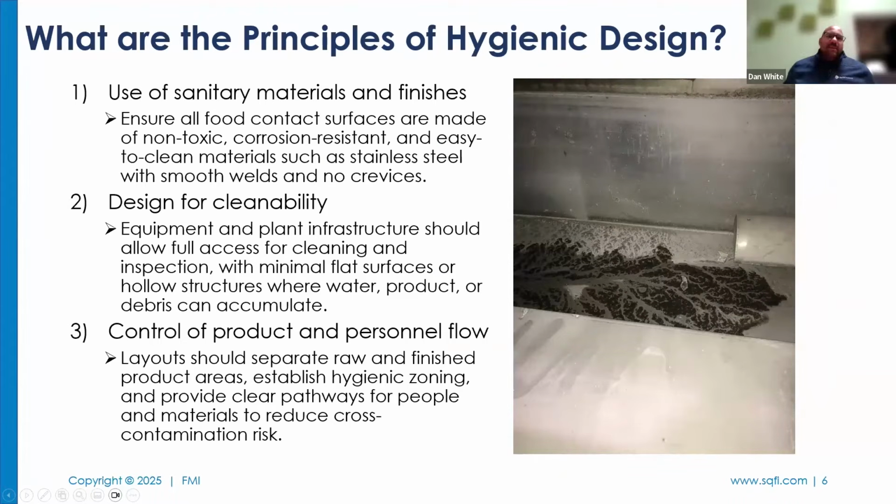Absolutely. So, principles of hygienic design: use of sanitary materials and finishes. Ensure that all food contact surfaces are made of non-toxic, corrosion resistant, and easy to clean materials, such as stainless steel, UHMW. You've got smooth welds, no crevices. You need to ensure that things are made of sanitary materials. And that comes down to the checklist that we'll talk about later.